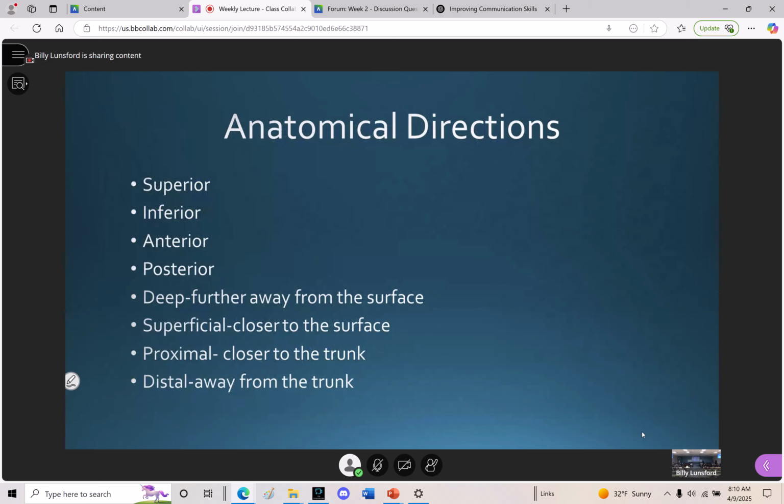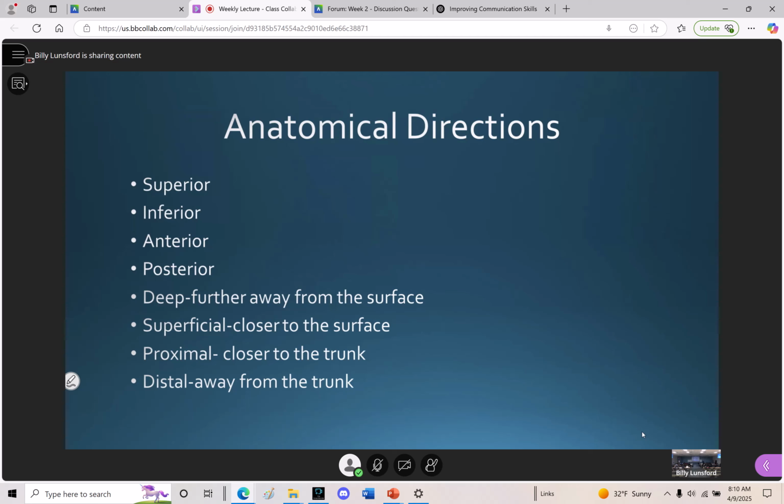Superior is pointing up, right. Inferior is pointing down. Lateral means we're going which way? Lateral normally means we're moving away from our belly button, right? Like we're moving to the side, away from our belly button. Medial normally means we're moving towards our belly button.